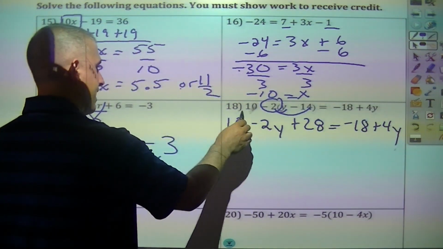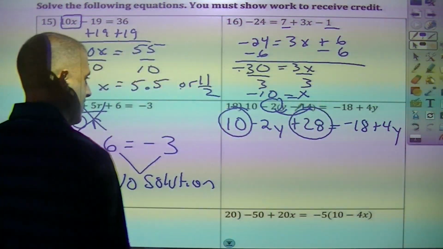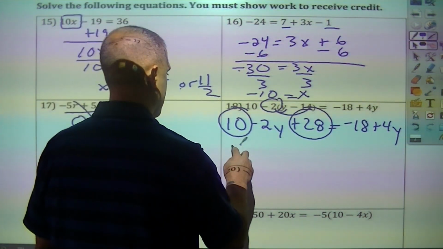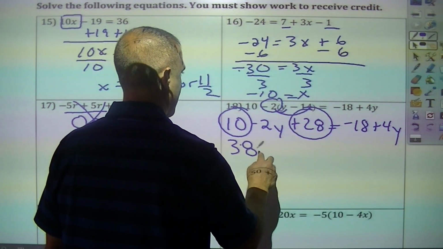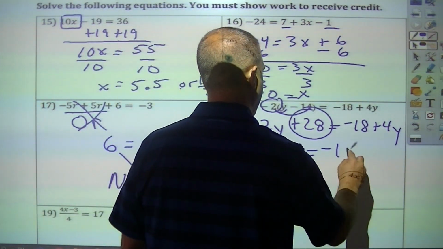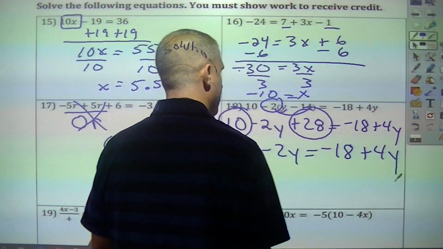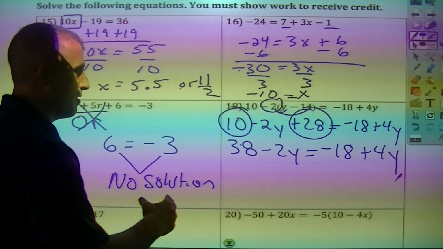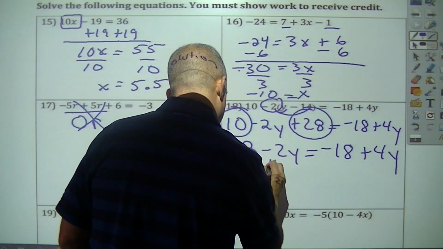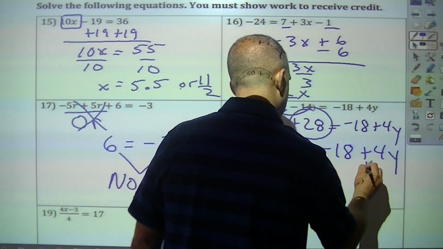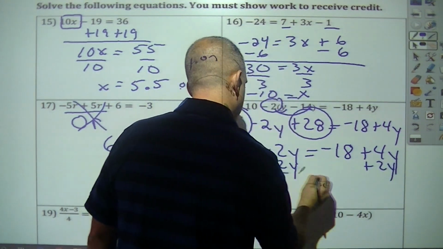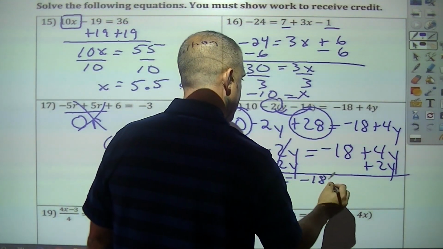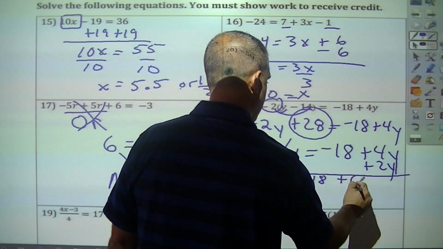Now, I got some like terms over here. So I got 10 and +28. That's 38. So I got 38 minus 2y equals negative 18 plus 4y. Now, I want to move one of the y's. I would always move the smallest one first. So since that's a negative, I'm going to add this 2y over to here. So this goes away. I got 38 equals negative 18 plus 6y.